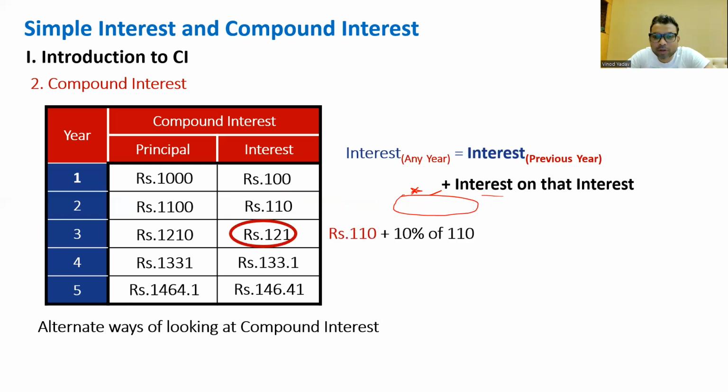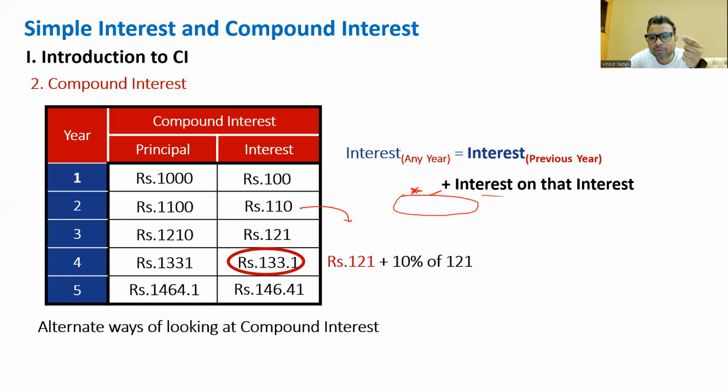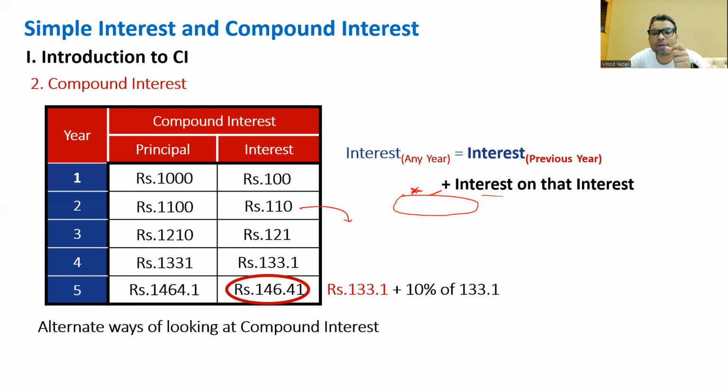Okay. Similarly, if you analyze 121, what is 121? Previous year's interest 110 plus 10% on that 110. So 10% on 110 is 11, isn't it? Yes. Just continue the same logic further. So 133.1, how we are getting it? Come on, friends. Yes, 121 plus 10% of 121. And 10% of 121 is 12.1, right? Cool. Same way, 133.1 plus 10% of that, which is 13.31. If we add it, it is 146.41. Get this logic very clearly. This is very, very helpful in solving the questions logically.